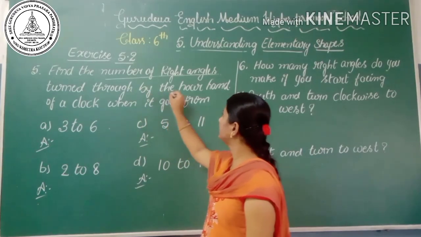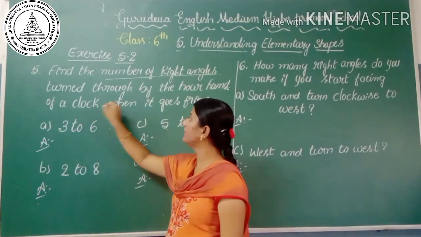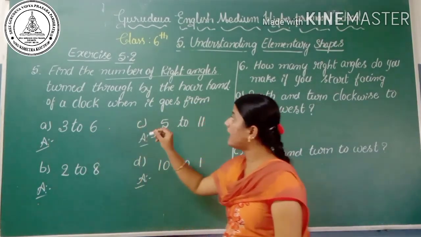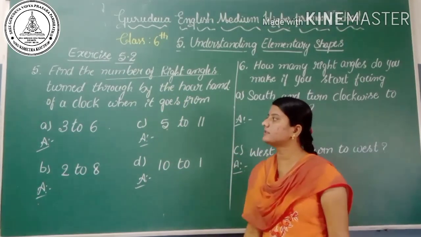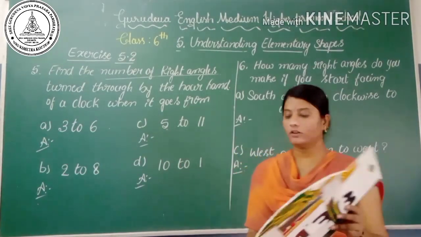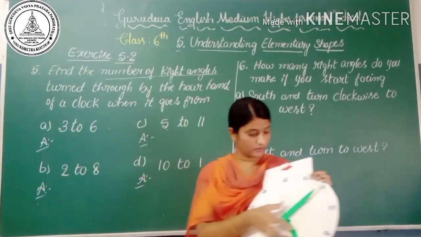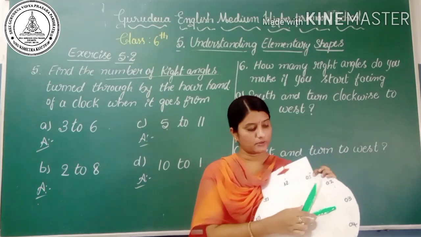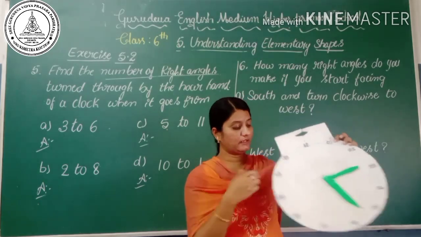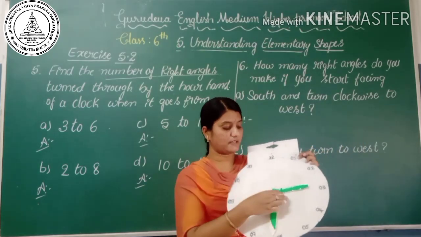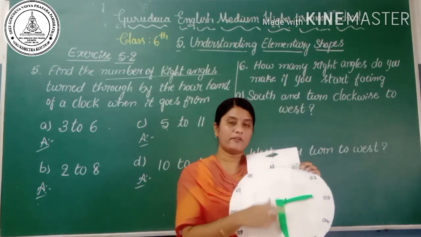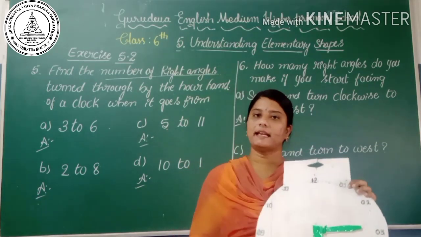Find the turn through by the hour hand of a clock when it goes from first 3 to 6. So how many right angle turns does it take from 3 to 6? Here there is a clock. First from 3 to 6. So here there is a 3. So 3 to 6. How many right angles can it take here? From 3 to 6 it is 1/4 of a revolution. So it takes 1 right angle turn.